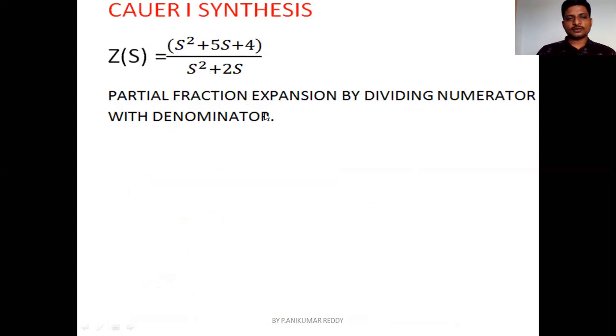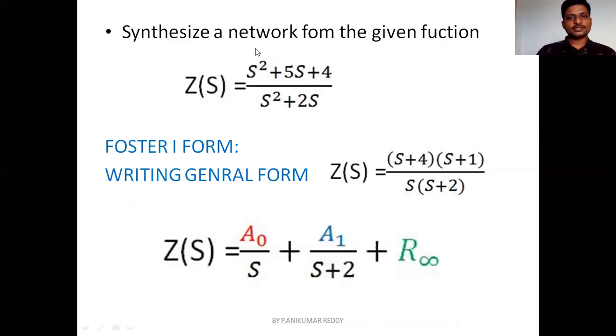To observe R infinity, first you have to look into the given function. For the given function, the coefficient of S square in the numerator is 1 and the coefficient in the denominator is also 1. If you divide the numerator by the denominator, the first quotient will be 1. Therefore, R infinity equals 1. Suppose you have 2S square here, then R infinity equals 2. Suppose you have 2 in the denominator and 1 in the numerator as coefficients, then you write R infinity as 1 by 2.